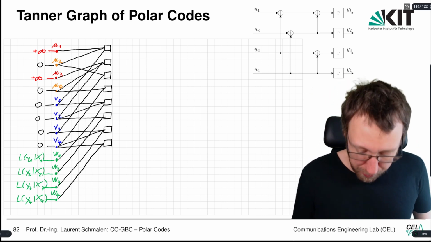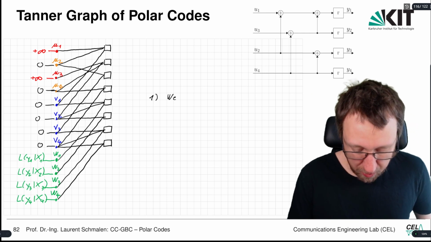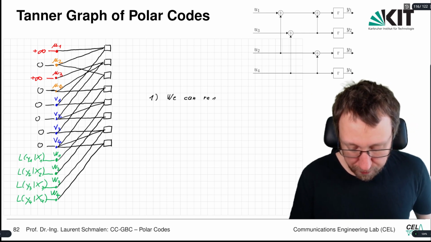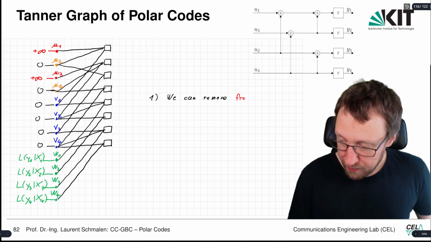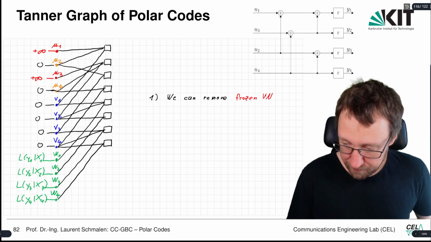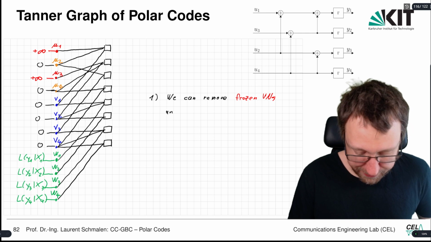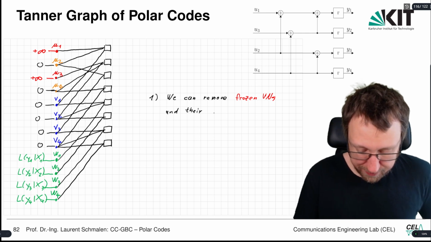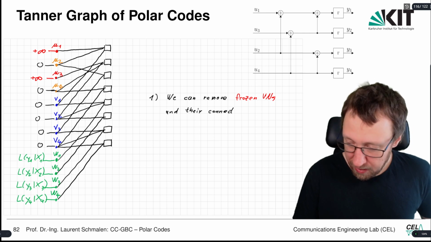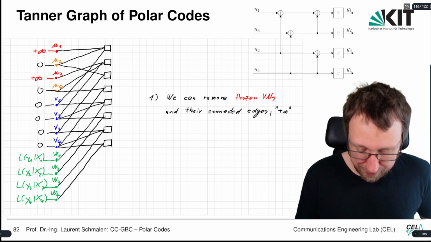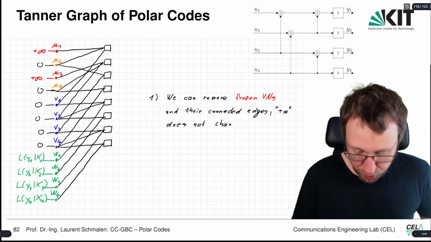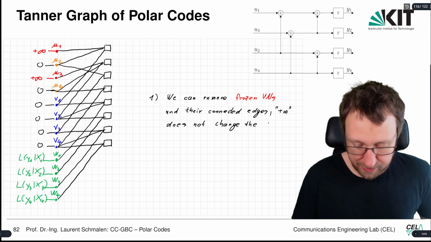So the first thing we can do is remove the frozen variable nodes and their connected edges, because plus infinity does not change the check node update.